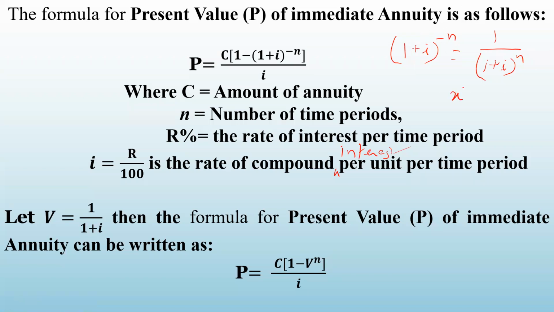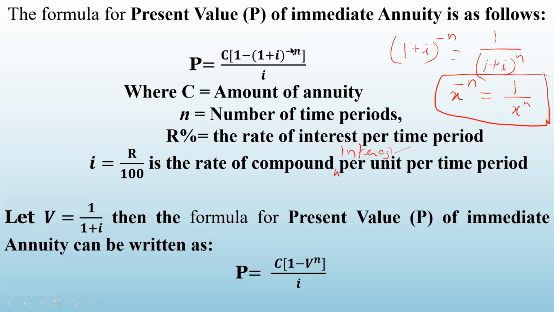See, in school days, you might have learned in indices that x to the power minus n is 1 upon x to the power n. So we are using this formula to calculate this negative power. Okay, so it is 1 divided by x to the power n.